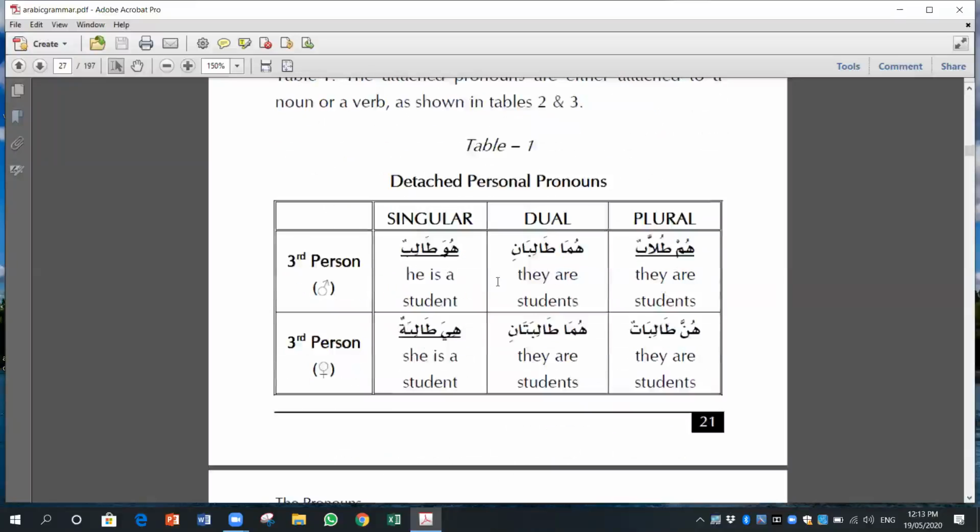Okay. This is table 1 for the pronouns, and it's written detached pronoun. You can see there, detached personal pronouns. First we'll see what the pronouns are, and then I'll tell you what detached means, right? So first is, if I highlight here, huwa. This is the table. First, let's understand the table.